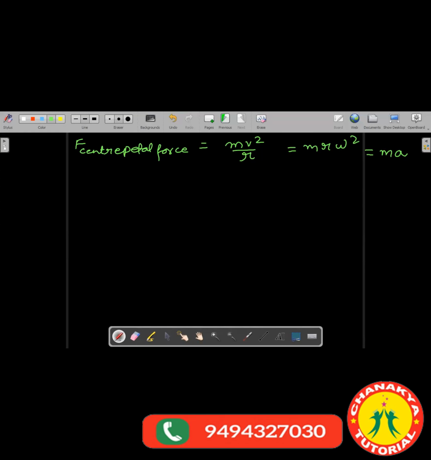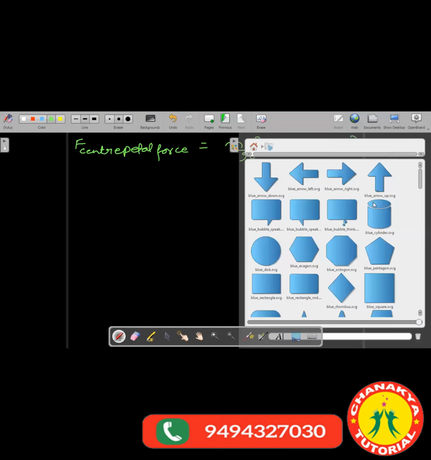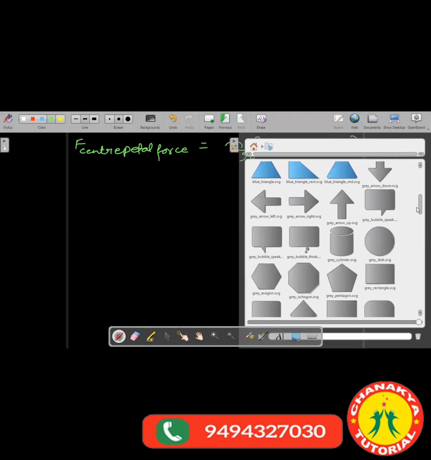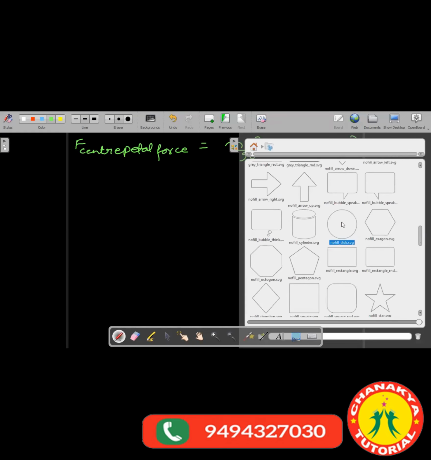So let's try to revolve a stone tied to a string. Here we have a stone which is tied to a string.